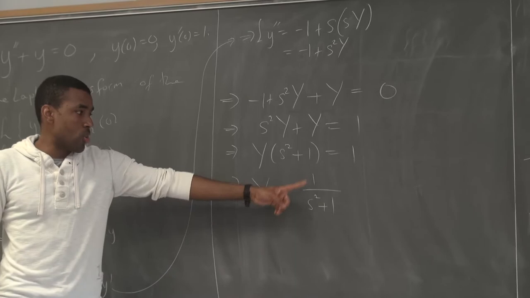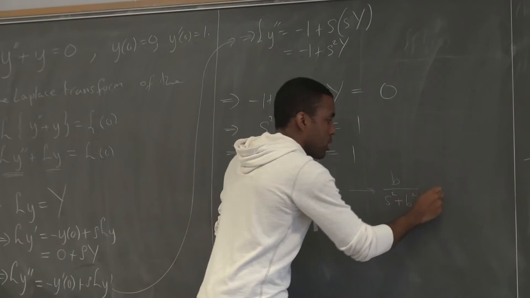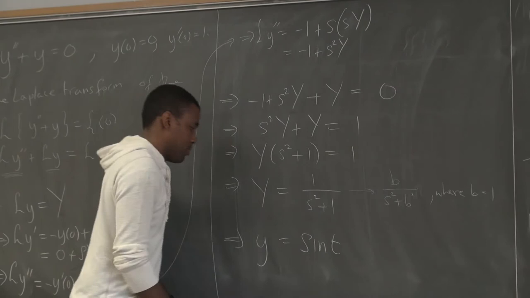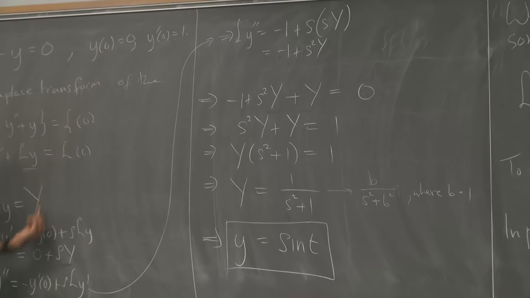It's a constant over s squared plus a constant. What does this sort of look like? It's a sine, right? This looks like b over s squared plus b squared, right? Where b equals 1. So this means my actual y is just sine of t. Done. So notice here, our initial conditions were actually built into the problem.